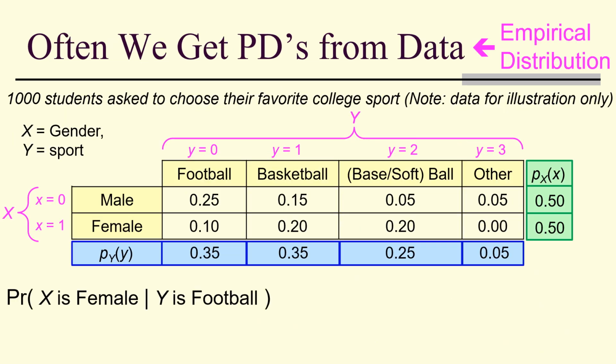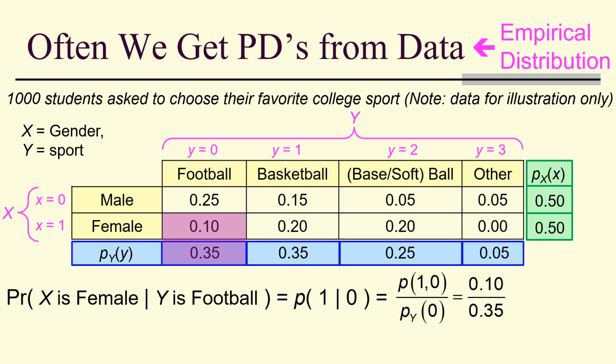Suppose we wanted the probability that capital X is female, given that capital Y is football. In function notation, that's the probability that X is 1, given that Y is 0. And given this is our definition, notice that P of 1, 0 is there in purple, and the marginal is there in the blue. And therefore, we get 10% over 35%, which is 2/7, which is about 28.6%.